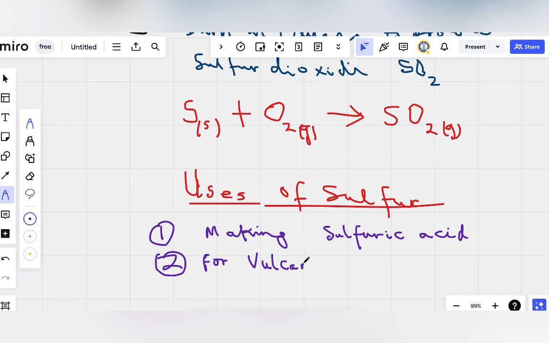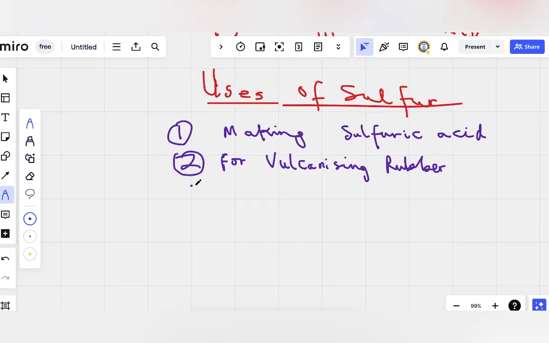It is used for vulcanizing rubbers, to make it tougher so that it can become car tires. The rubber we get from the farm, from the plant, we toughen it by adding sulfur to it. So we say sulfur is used for vulcanizing rubber to make it tougher and make it ready to be used as car tires.